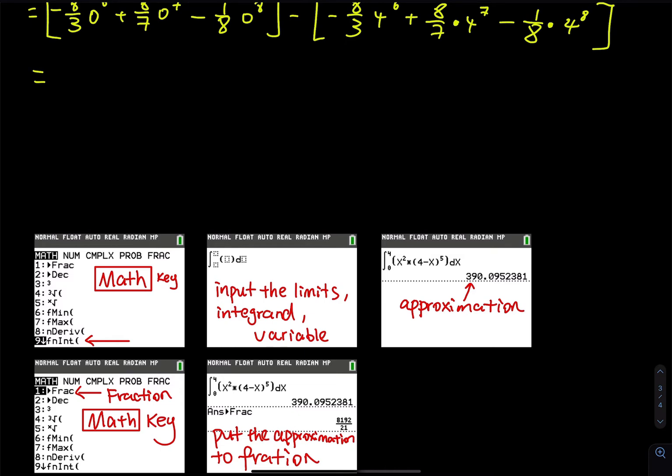So this goes from 0 to 4, x squared times (4 minus x) to the 5th, and then dx. So I have 390.095 whatever, and this is an approximation. But when you do homework online, they do not accept approximation. So you will have to put this back to a fraction.